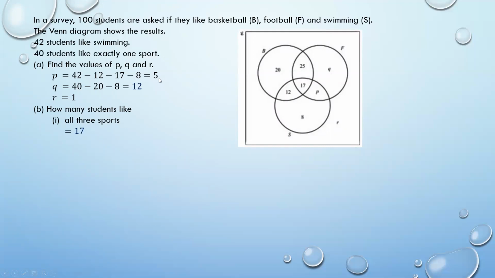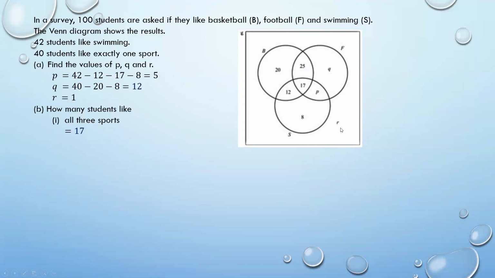Q, how to find Q? Q says that 40 students like exactly one sport. One sport will be here, so Q plus 20 plus 8 must equal 40. So I use 40 minus 20 minus 8 to get Q. After I get all the figures here, P and Q, this circle adds together to 99. So the last one, R, will be 1, because altogether must be 100 students.